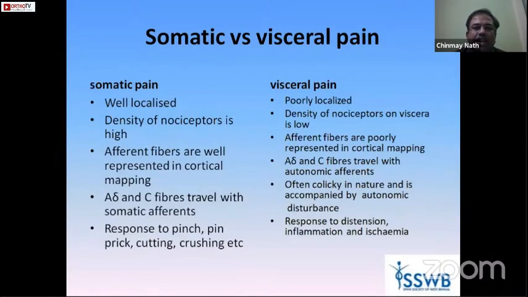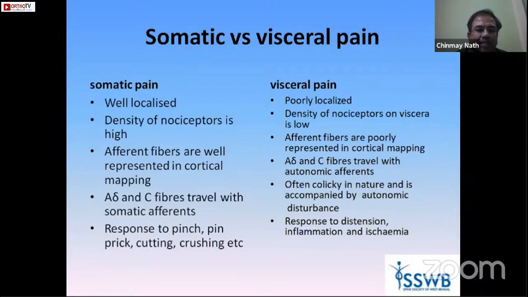Now, the difference between somatic and visceral pain. Somatic pain is well localized, while visceral pain is poorly localized. In somatic pain, the density of the receptors is very high, but in visceral pain, the density of the nociceptors is very low. So the affected afferent fibers are well represented in cortical mapping in the case of somatic pain. In visceral pain, it is poorly represented in cortical mapping. That is why visceral pain is poorly localized.